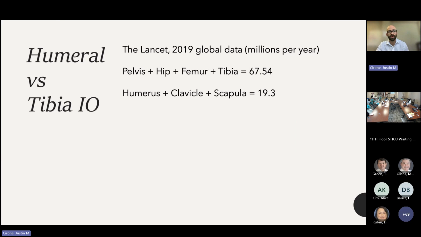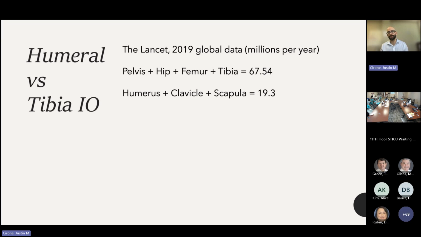So when you look at trauma overall, we know that one of the contraindications to interosseous lines is a fracture in the ipsilateral extremity, on the same side. So when you look at the rate of a pelvic fracture, hip fracture, femur fracture, tibia fracture, globally, it's about 67 million per year. And any of those would be a contraindication to put an IO into that tibia.